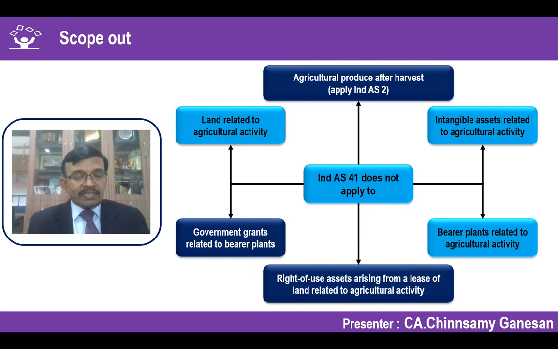So after we have seen what is scoped in and what is scoped out, very simply we can say what is covered in this standard is only those biological assets which are consumable biological assets. Those plants which are consumable plants. Those biological assets, if they are bearer plants, are outside the purview of this particular standard. Very simple understanding which we can have.